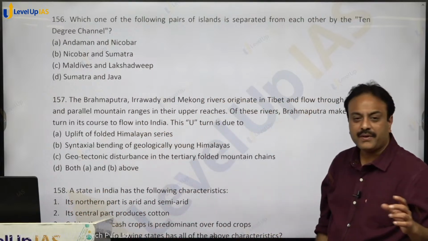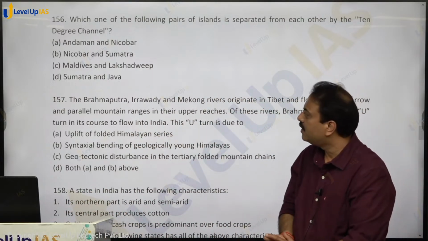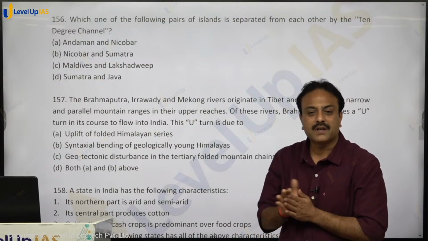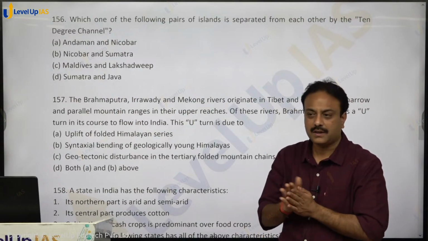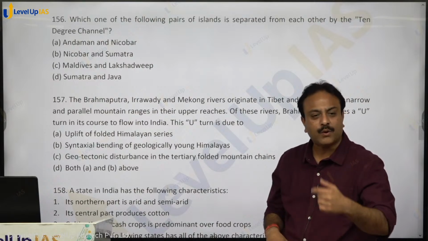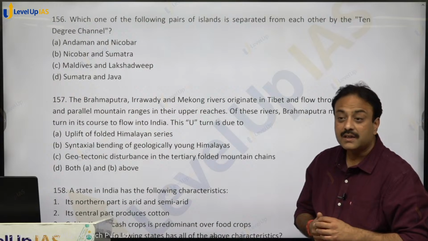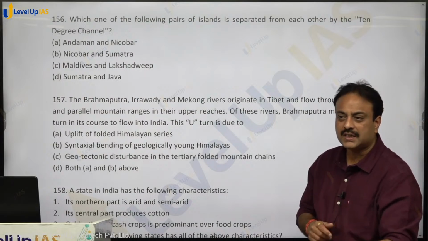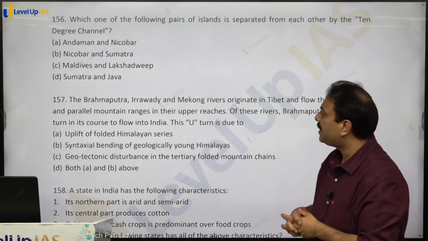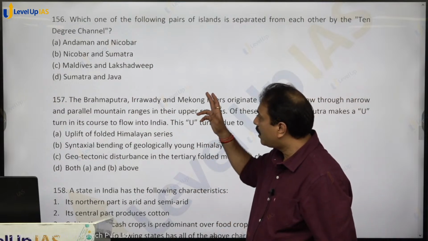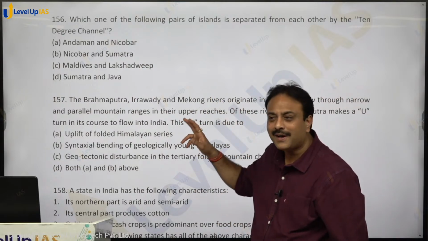Between Nicobar and Sumatra we are having the Great Channel, 6-degree channel. Maldives and Lakshadweep, 8-degree, 9 degrees between Minicoy and the remaining part of Lakshadweep. Sumatra and Java, there is a strait called the Sunda Strait. Sunda Strait separates Sumatra from Java. So answer here will be A for Agra.